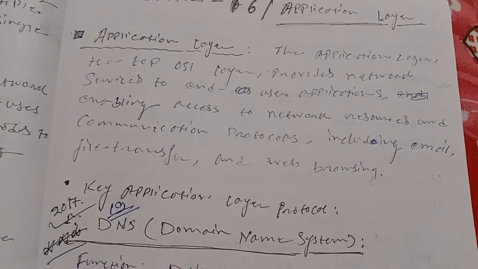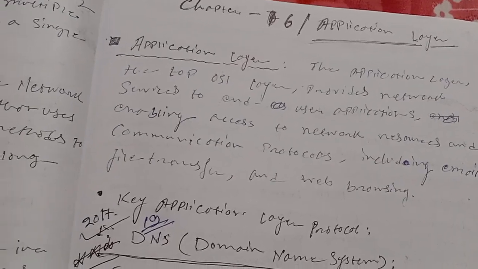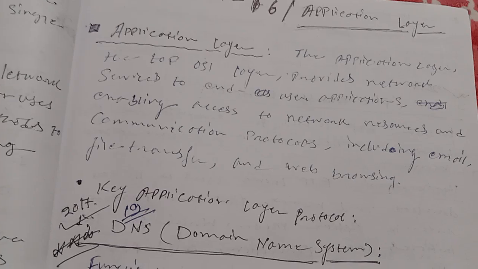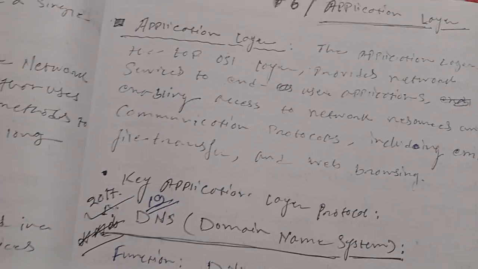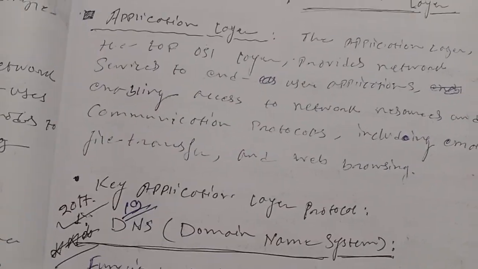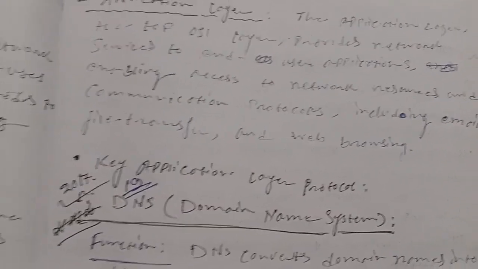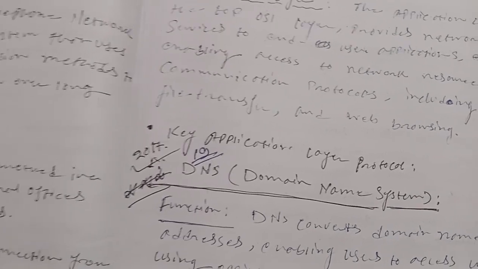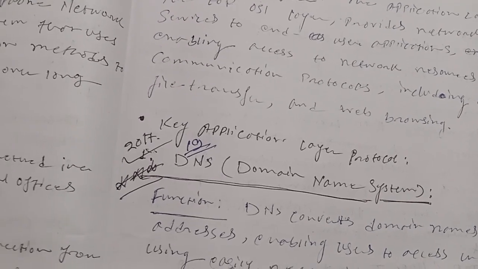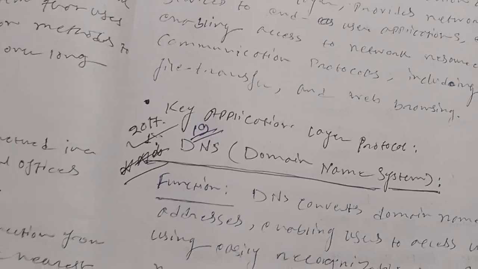So today we'll start the application layer, our sixth chapter of computer networking. The application layer is the top OSI layer. It provides network services to end user applications, enabling access to network resources and communication protocols, including email, file transfer, and web browsing.